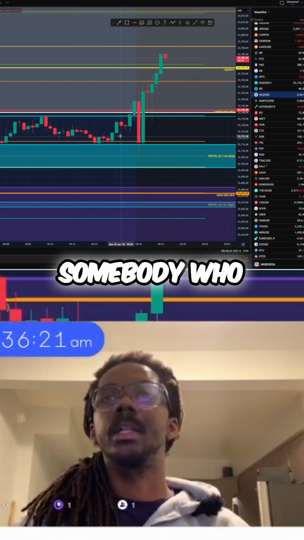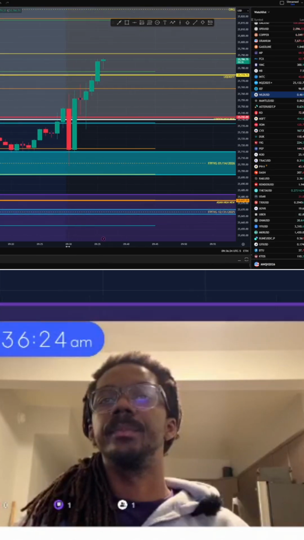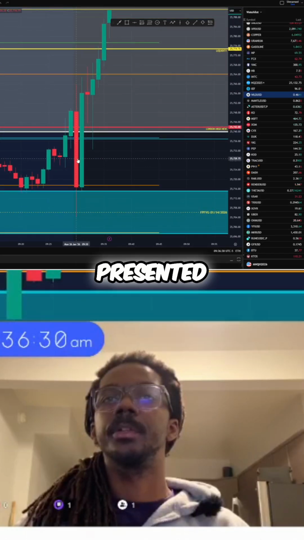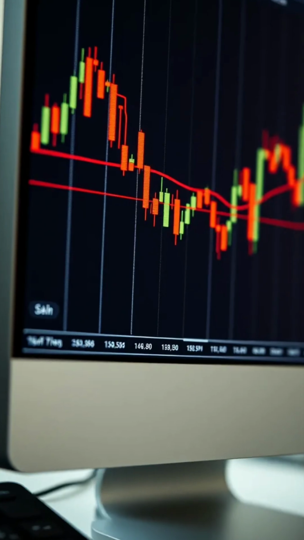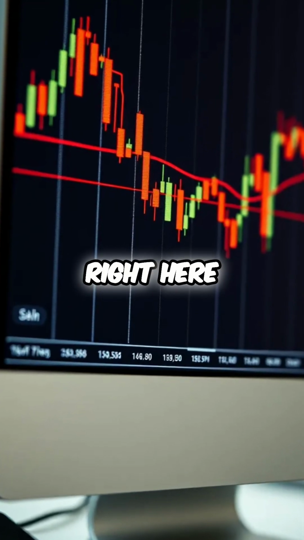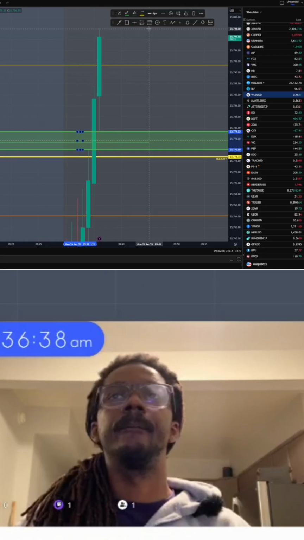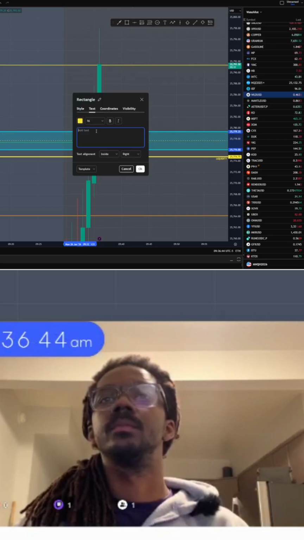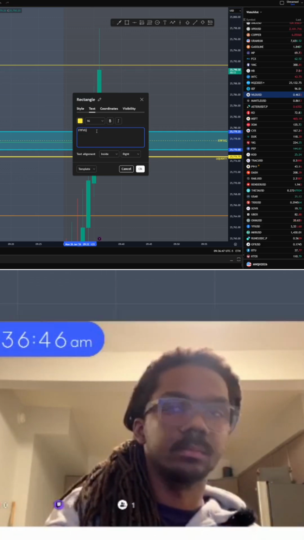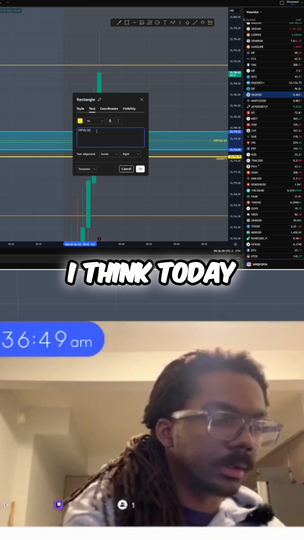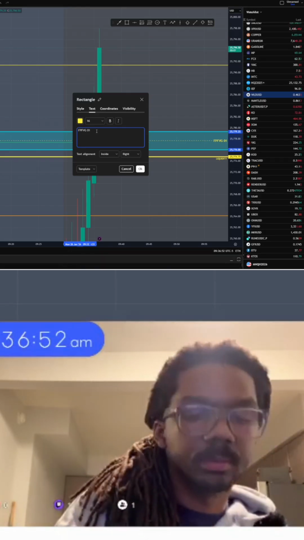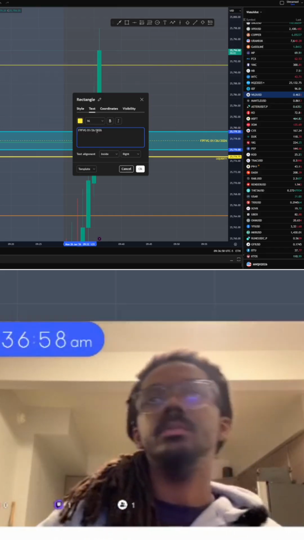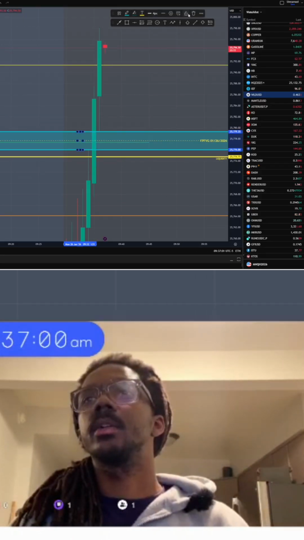So if you're somebody who wants to trade the first 30 minutes of the day, I would say you have to use the first presented fair value gap. All right, so the first presented fair value gap is right here. I think today is what, the 28th or the 26th? And then lock that on your chart.